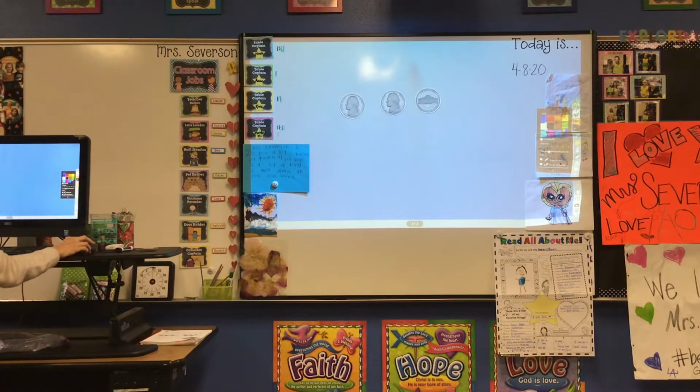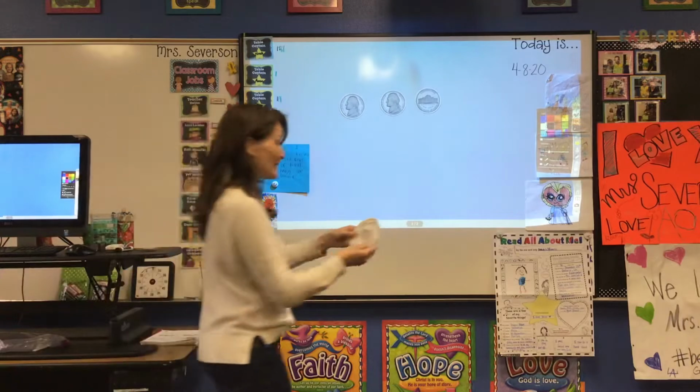Fives. So we're going to go 5, because a nickel is worth 5 cents. 5, 10, and 15. So a nickel is worth 5 cents, and we're counting by fives. So we have 5, 10, 15 cents. Good job. Let's erase that, and I'm going to add some more nickels for you, okay?